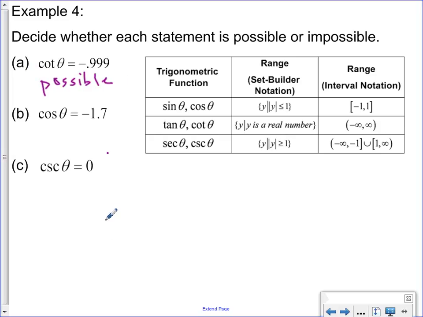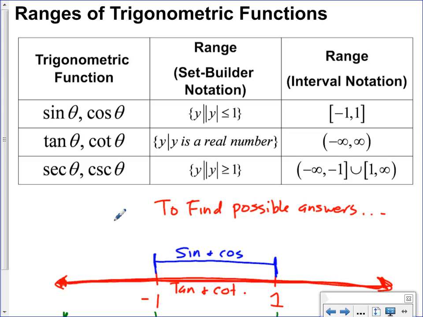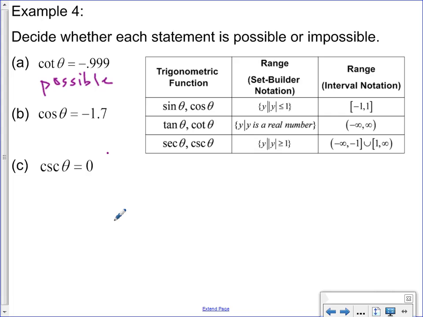Can the cosine be negative 1.7? Cosine has to be between negative 1 and 1, and 1.7 is over here. So that is not a possible answer. You're going to get an error in your calculator. All right, this is impossible. Moving forward.